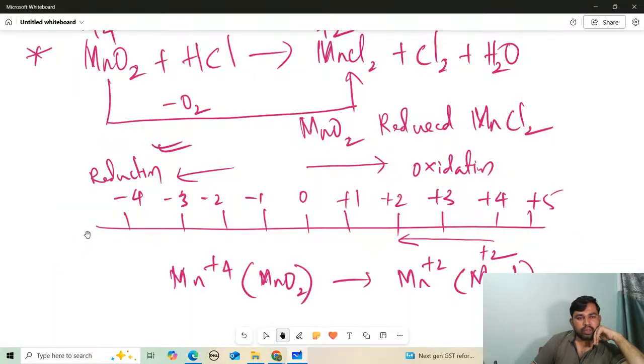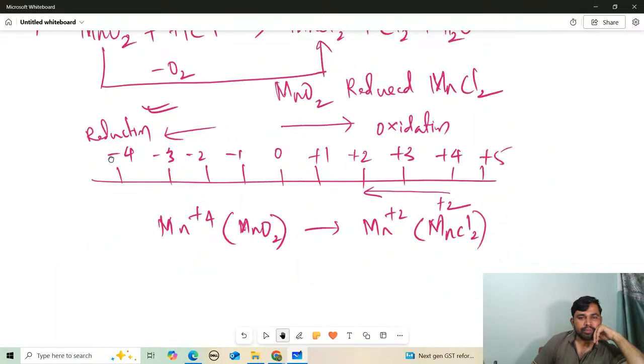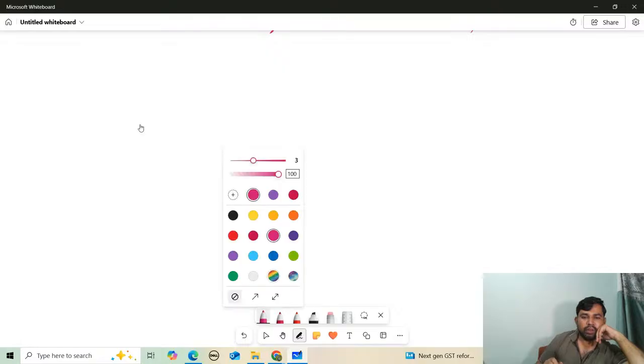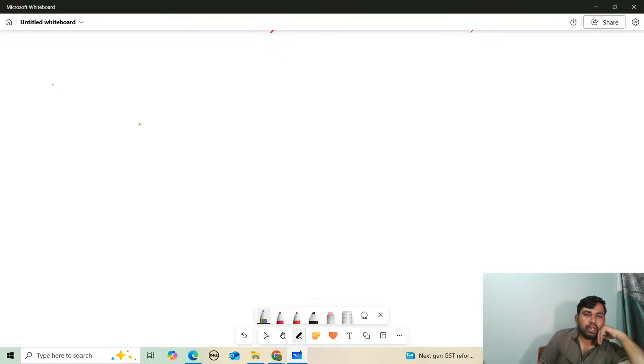Let me see question number 17. Now see here, the hint they have given is a shiny brown element. This shiny brown element will be copper. Which element is it? Copper.